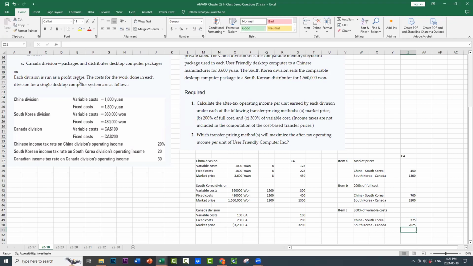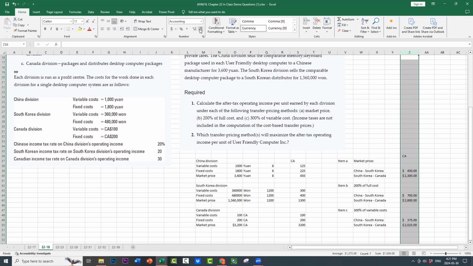And that is $2,025. And all of these are Canadian dollars. So I'm just going to go like this. There we go. So that would be the transfer price at these 3 different methods for transfer pricing.